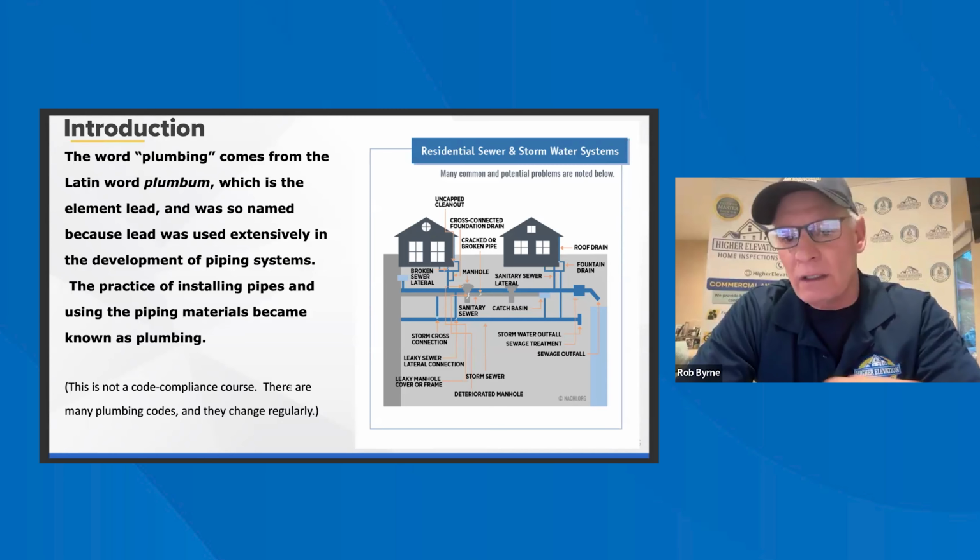CPVC, PEX, and PB plastic pipes are often identified and rated for 180 degrees Fahrenheit at 100 PSI. The pipe can actually withstand temperatures that exceed 212, but that's what they're limiting it to. And that's the water distribution pipe. Solvent cement joints, solder joints.